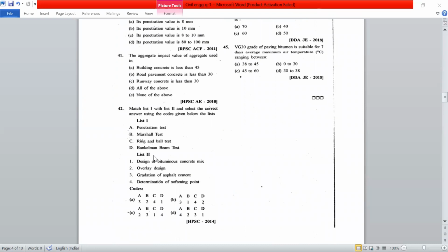Match list 1 and 2. So the right answer for this is B. Penetration test is gradation of asphalt cement. Marshall test is design of bituminous concrete mix. Ring and ball apparatus is determination of softening point. Benkelman beam test is overlay design.